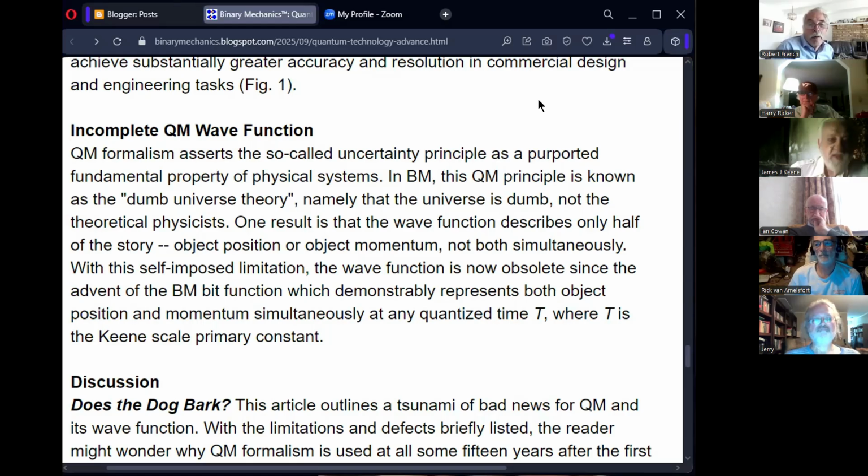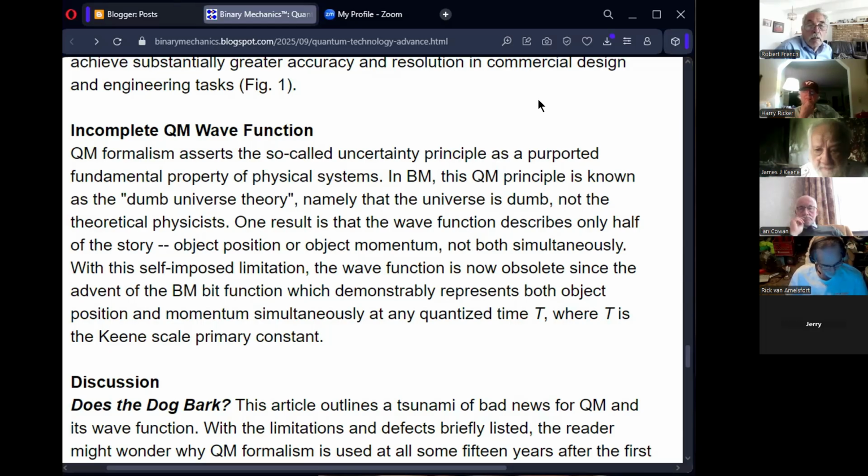Yeah. With that said, I think it reinforces my allegation or commentary that the wave function in quantum mechanics is now obsolete, since it only can represent half of the story, object position or object momentum, but not both simultaneously. The bit function does that. It represents both simultaneously.